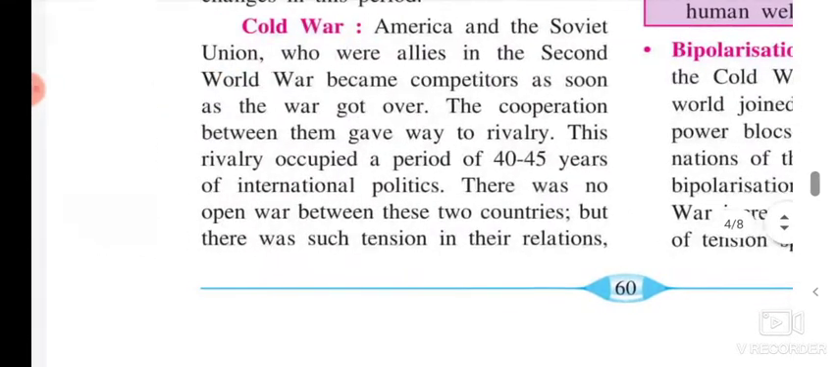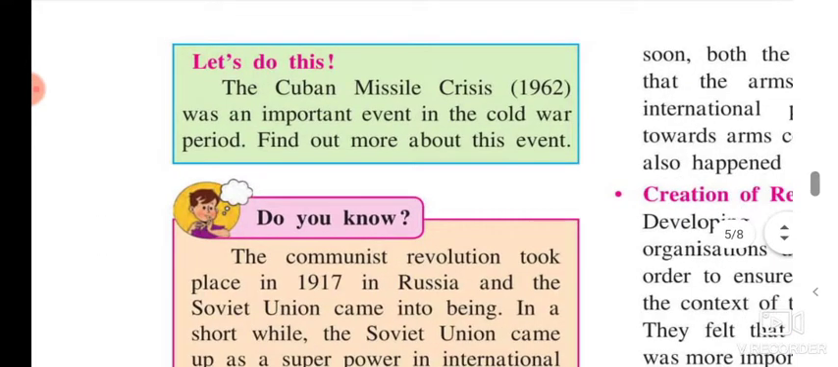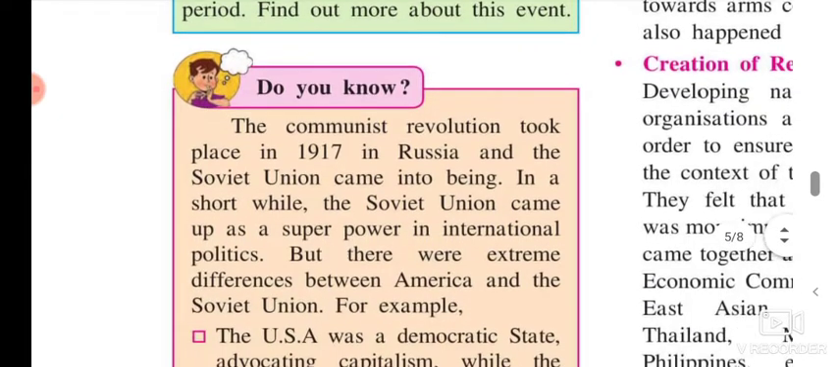Let's get to the next page. We have an activity here. We have a world map on the third page. You can look into it for any information regarding the country's location. Let's do this. The Cuban Missile Crisis was an important period in the Cold War. Find out more about it. It's an activity. I guess you will do it.